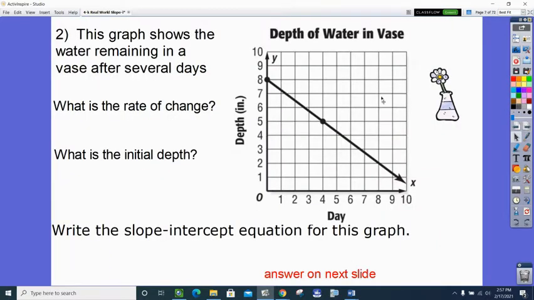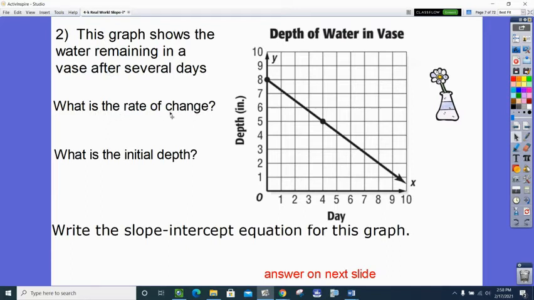So we're going to start with a graph. So the title is important. It's the depth of water in a vase. Days is my X variable, and the depth in inches is my Y variable. And do you see that the water in the vase is going down over time? If you ever put flowers in a vase and looked at it a few days later, the water level will drop. So this graph shows the water remaining in a vase after several days.